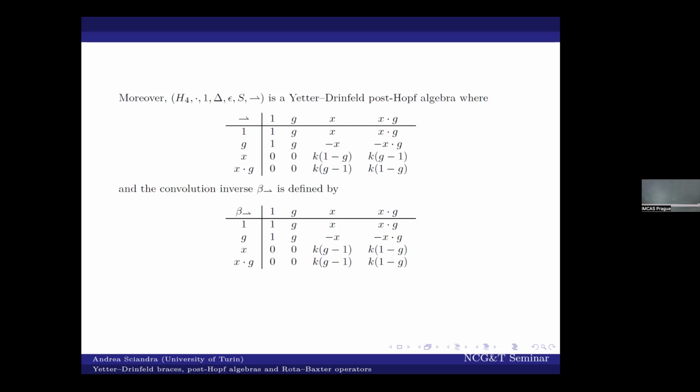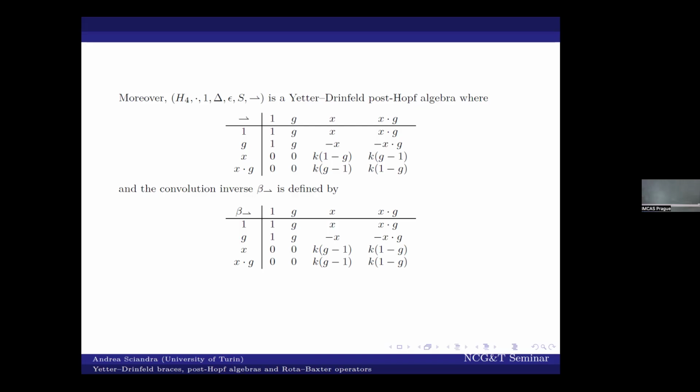And of course, if I tell you that this is a post-Hopf, I also have to tell you how the convolution inverse of alpha is made, and it is exactly given by this beta, and this table is exactly this one where you just change sign on this line here. So you just put a -1 for both, and the other is equal.